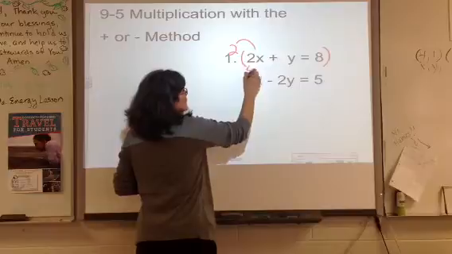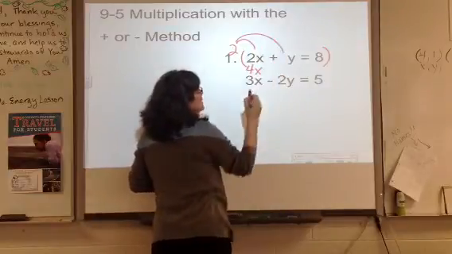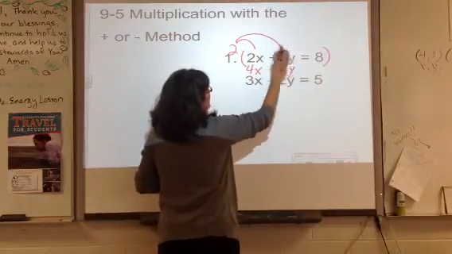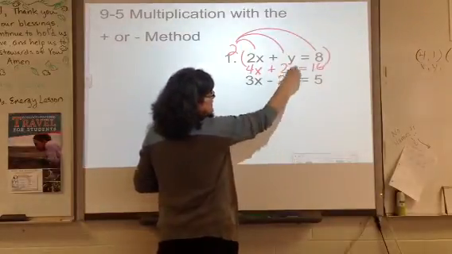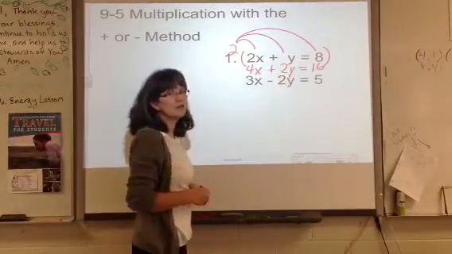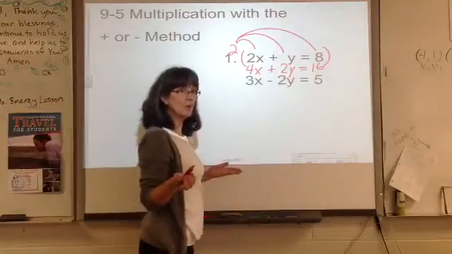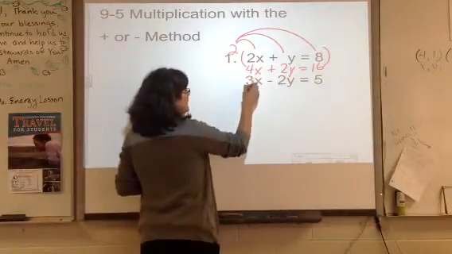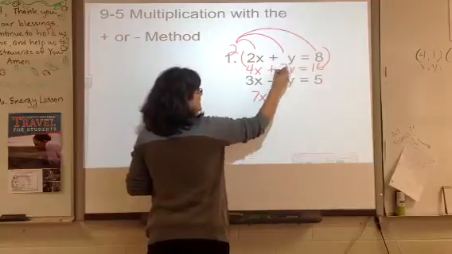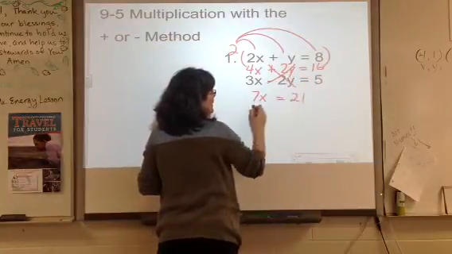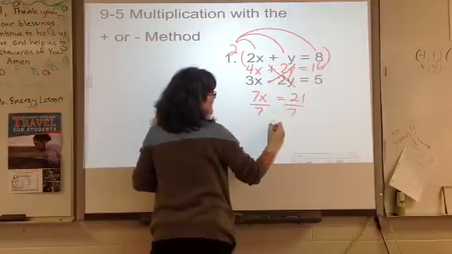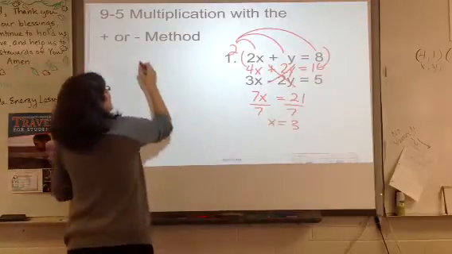2 times 2x is 4x. 2 times 2y is 4y. And don't forget this last guy, 2 times 8 is 16. Now you look at these. Those two terms are going to cancel each other out, which is what we want. So 4x plus 3x is 7x. These guys cancel each other out. And 16 plus 5 is 21. Now I can solve for x, and I get x is 3. That's part of my answer.